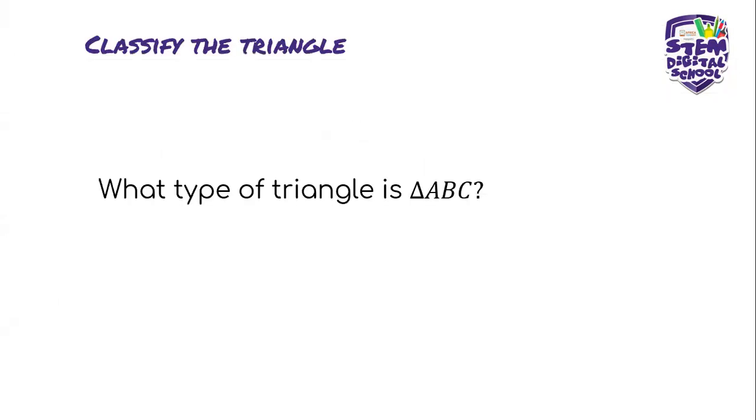So now, we are also asking a question here. What type of triangle is triangle ABC? So what type of triangle is triangle ABC? Remember, we have done Pythagoras, and I've managed to show you that in order to conclude that a triangle is a right-angled triangle, the square of the hypotenuse side will be equal to the sum of the other two squares.